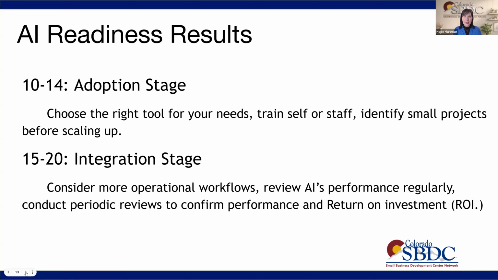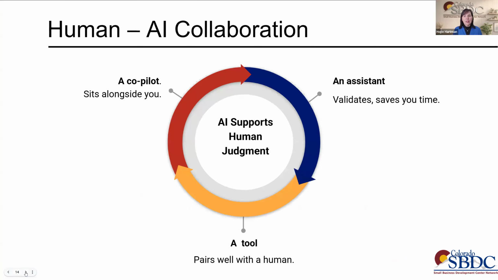So maybe now you're considering more operational workflows. That could include setting up an AI agent. You're reviewing AI's performance regularly, and you're conducting some periodic reviews to confirm the performance and your return on investment, your ROI. So I really believe it's about the human AI collaboration. I think AI supports human judgment. So you could look at AI as an assistant or a co-pilot that sits alongside you, or a tool.